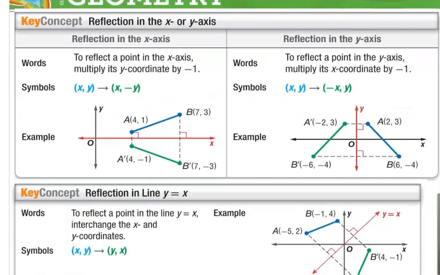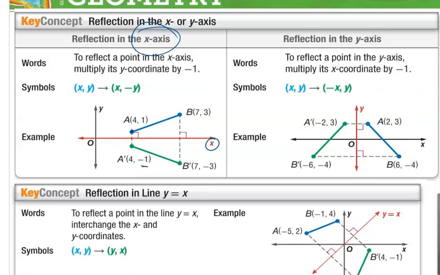There's some notation you need to know. This is how we define transformations with coordinate points, and it makes it actually very simple. Looks complex, but it's not so much. To reflect a point in the x-axis, multiply its y-coordinate by -1. So for example, the blue line AB has a coordinate point at 4, 1, and it's reflecting over the x-axis. There's our reflection line. So if I reflect that over the x-axis, this 4, 1 point now becomes 4, -1.